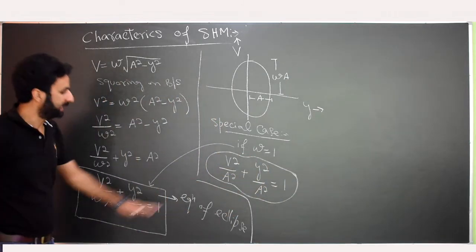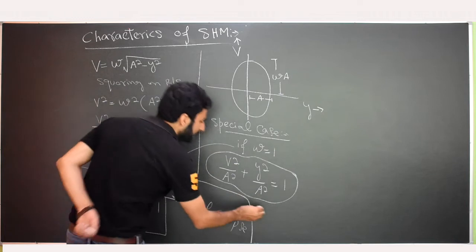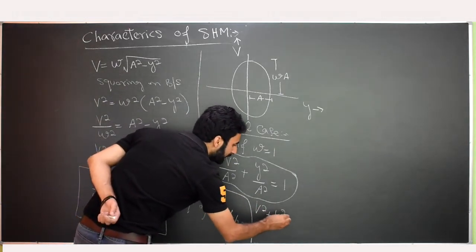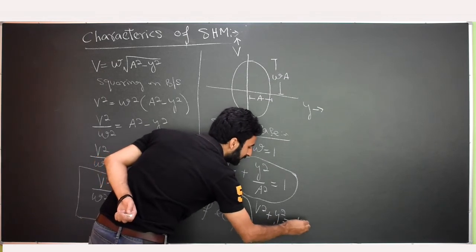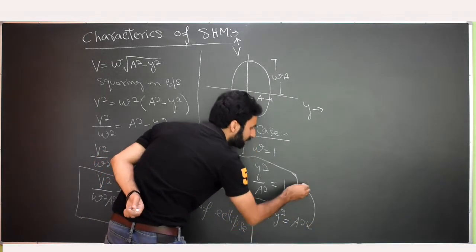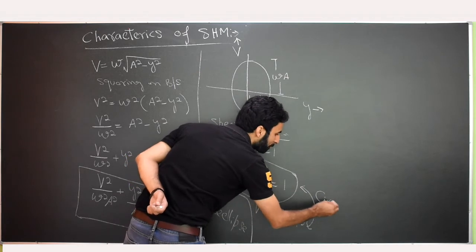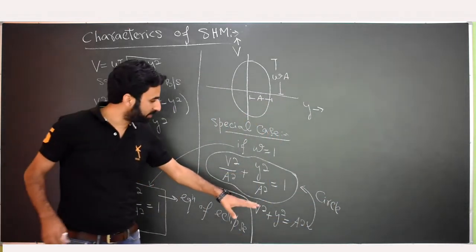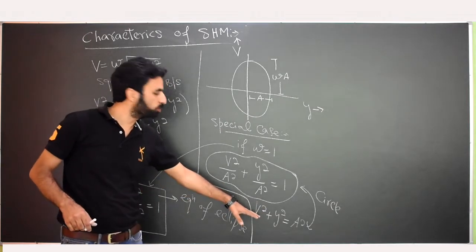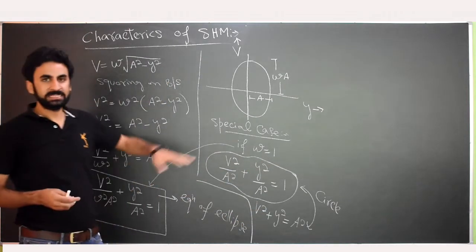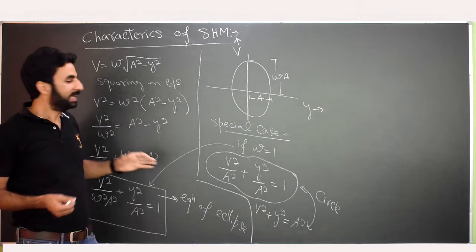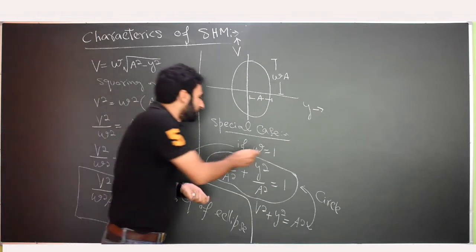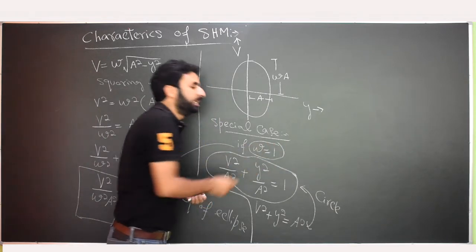Or you can take a square common and bring it to this side, and you will get v square plus y square is equal to a square. Now, this is an equation of a circle. So the graph between the velocity and displacement of a particle in simple harmonic motion comes out to be a circle. But we have to take into consideration that this comes out to be a circle only under a special case, once we have assumed omega to be equal to 1.